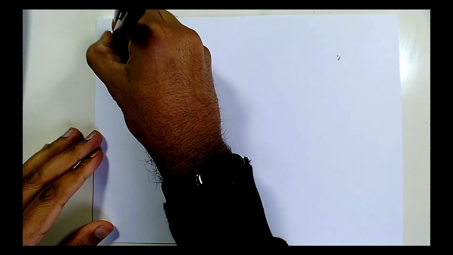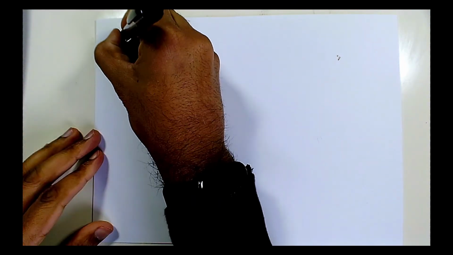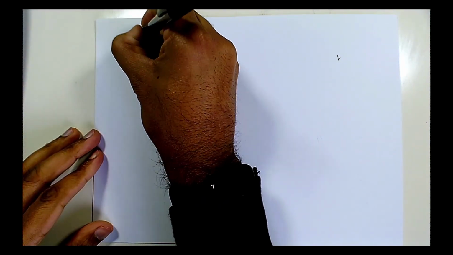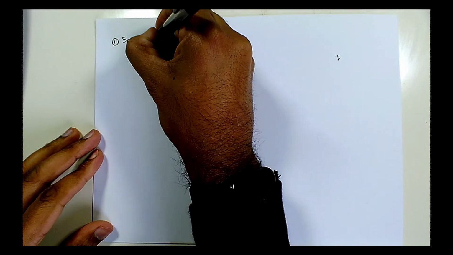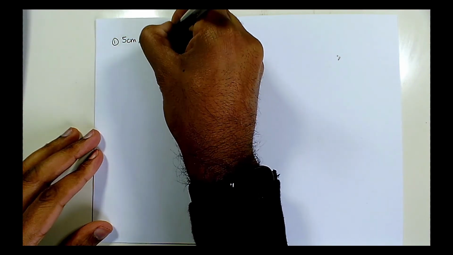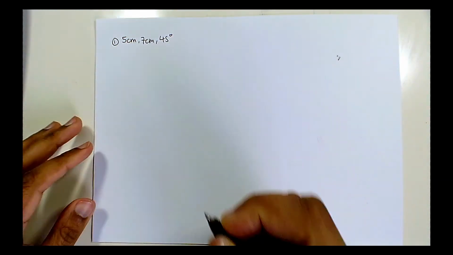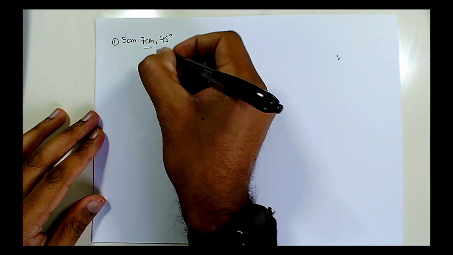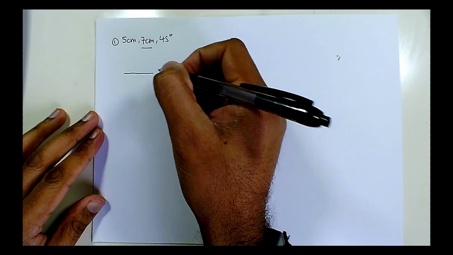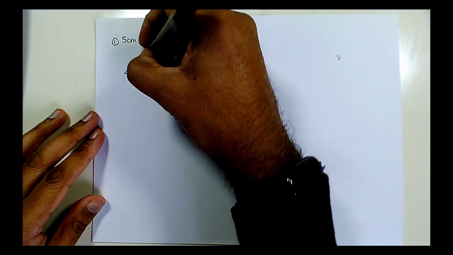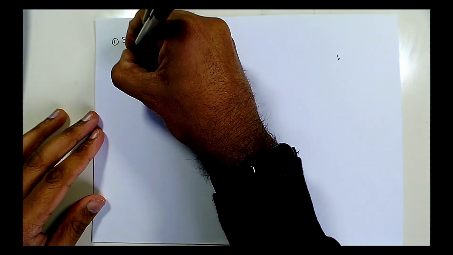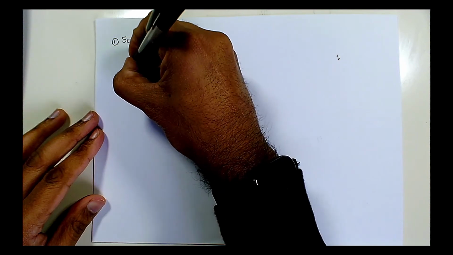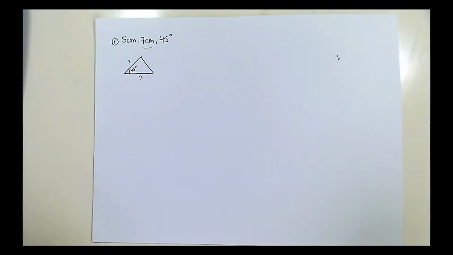So drawing the first triangle, which we've got is 5 centimeters, 7 centimeters and an angle of 45 degrees. Sometimes it's always good practice to do a little sketch of what your triangle is going to look like. So first things first, your longest side will always be your base. I'm going to have one side which is 5, one side which is 7, and this angle here which is going to be 45 degrees.